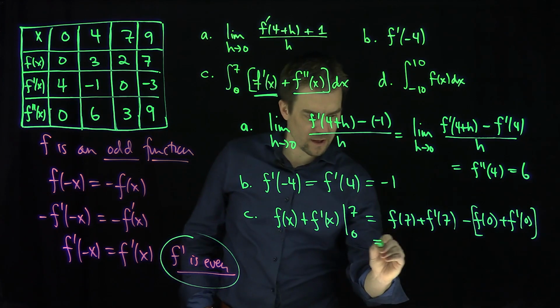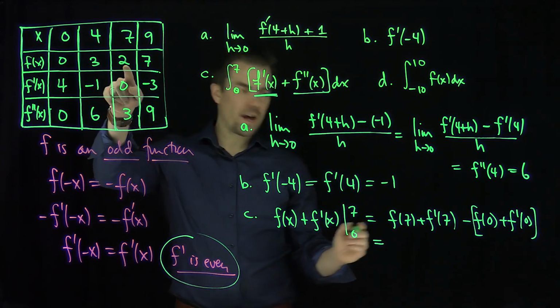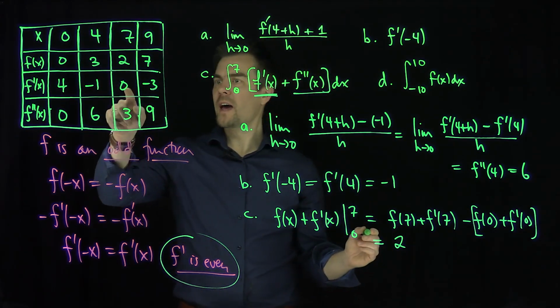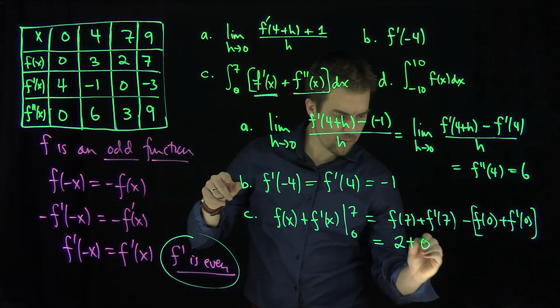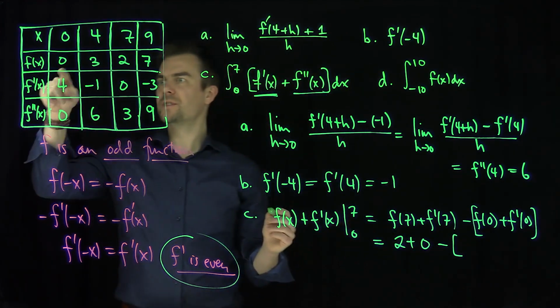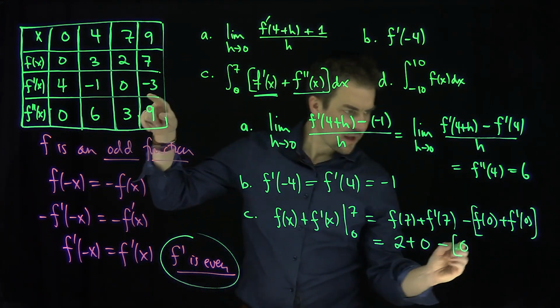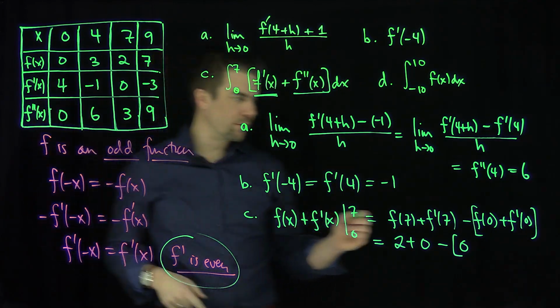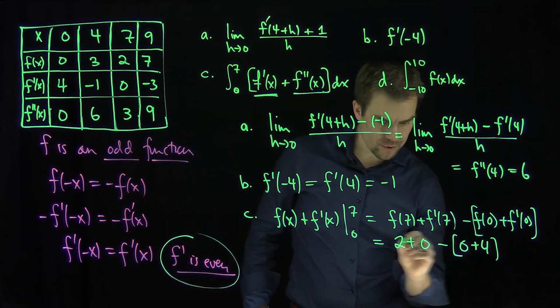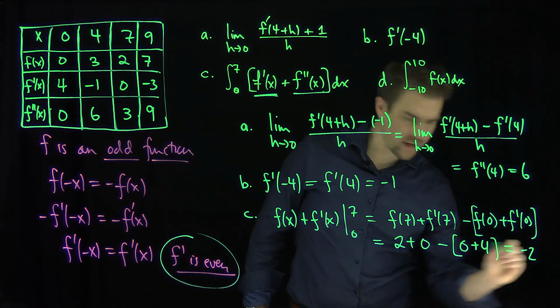Let's fill in these values over here. f of 7 is equal to what? f of 7 is equal to 2. f prime of 7 is equal to 0. And then f of 0 is equal to what? f of 0 is 0. And f prime of 0 is equal to 4. So minus 4. So this is a 2 minus 4, so that gives me a negative 2.